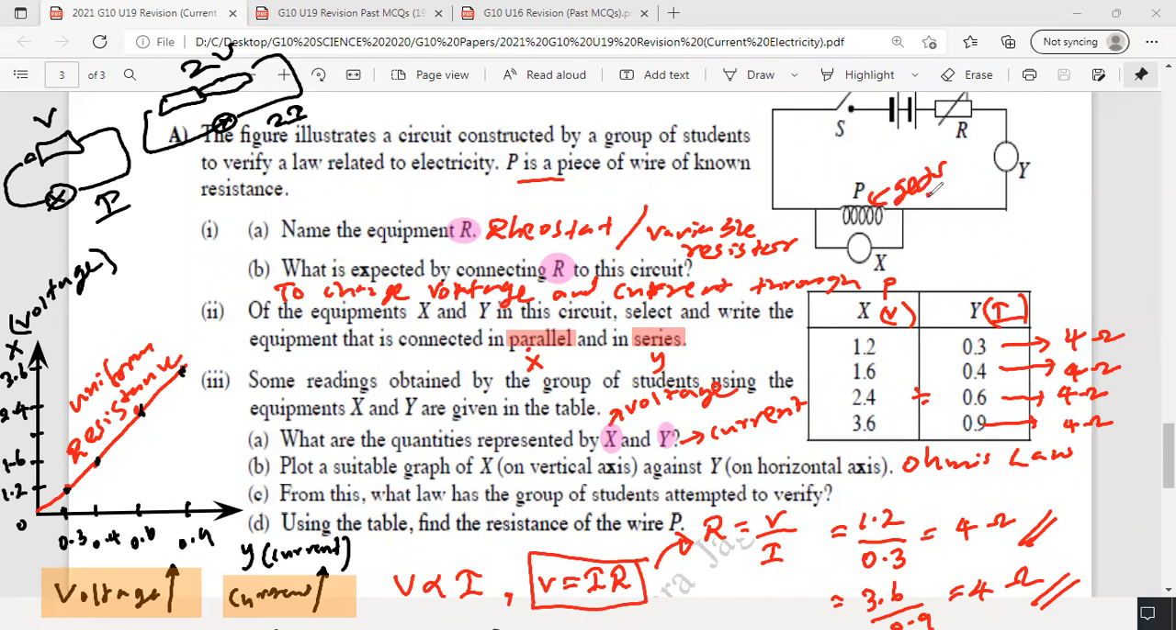If the coil gets heated up, Ohm's law will not be valid. You will not get this 4, you will get different values. Then you can't prove this law. Then you will say this law is wrong, that we didn't get the expected results. That is an error in the experiment, or you have not conducted it properly. This is very important. Many papers ask this question because this is from a practical given in the grade 10 textbook, chapter 19.